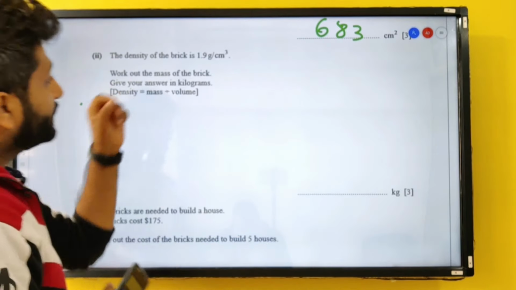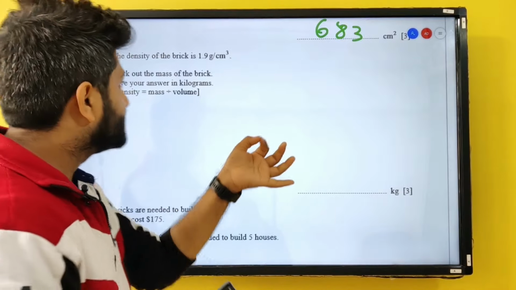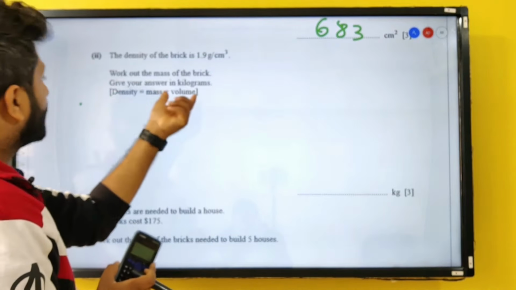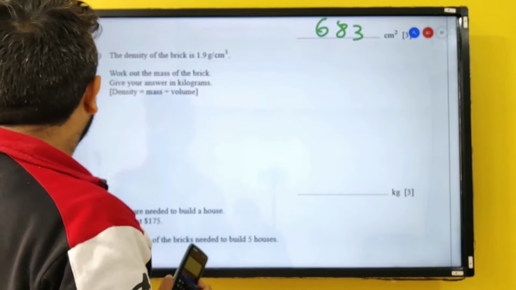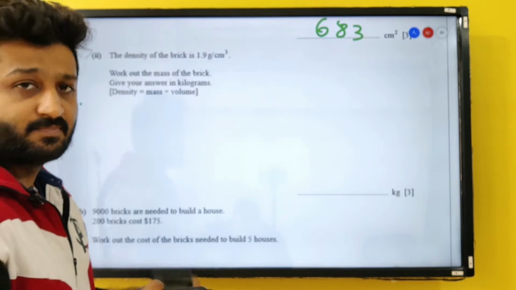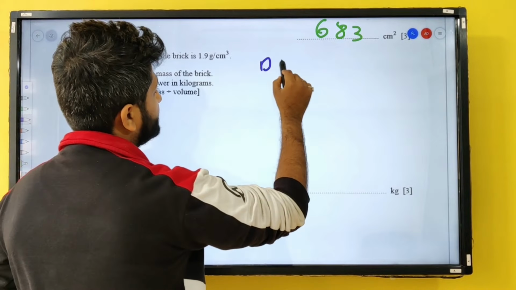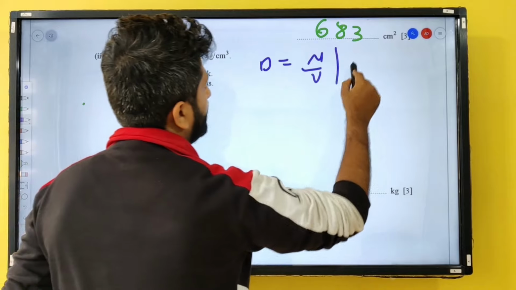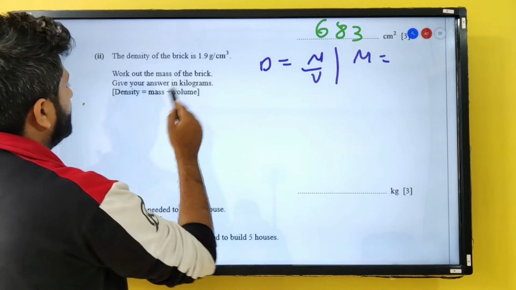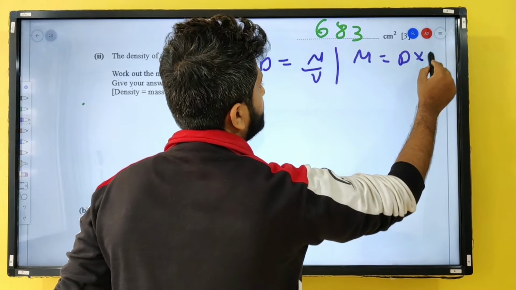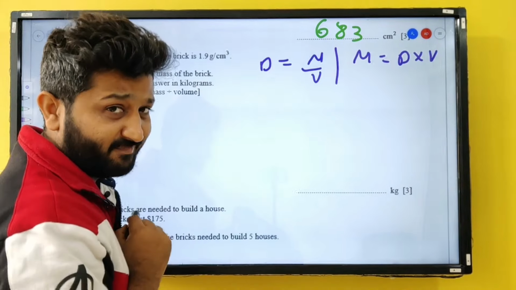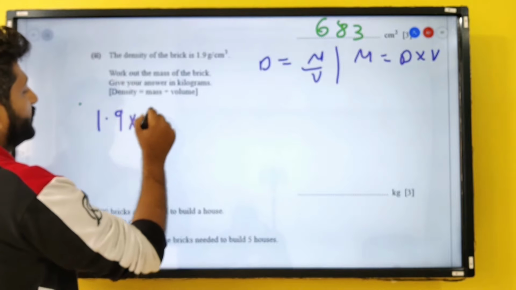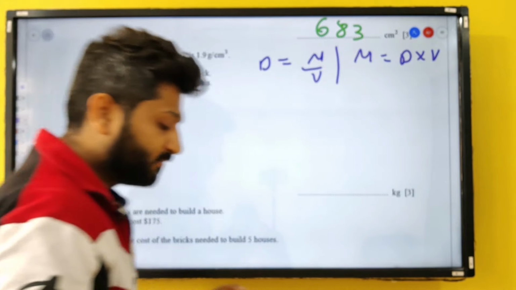The density of the brick is 1.9 gram per cm cube. Work out the mass of the brick. Also give your answer in kilogram. We know density is mass upon volume. We are supposed to find out mass, so my mass is going to be density times volume. Do I have my density? Yes, the density is given to you, 1.9. Do I have my volume? No, but I can find out my volume.